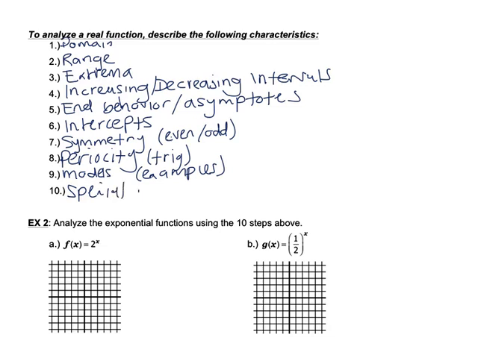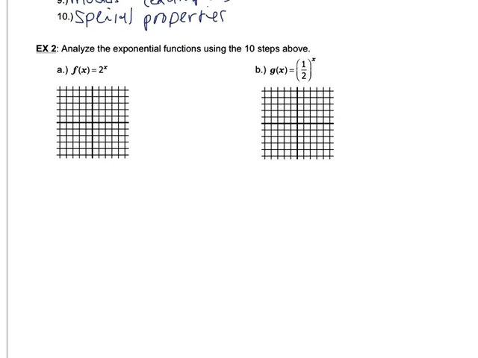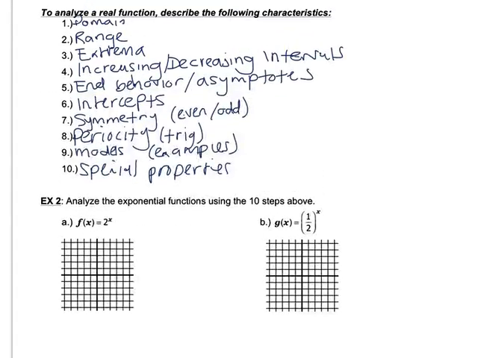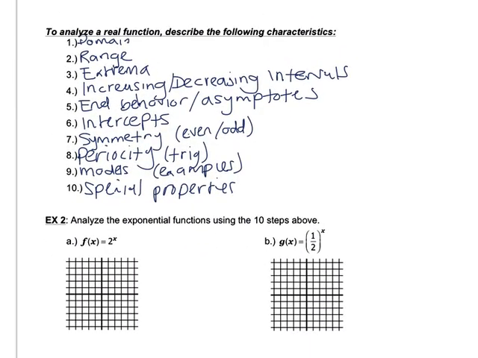And special properties is kind of like the etc. part of that. Any other things you might want to add. For example, this function is only defined for certain values, or anything that isn't covered in the first 9 things. So down below here, there are 2 pretty simple exponential functions. We're going to sketch a graph of them and then analyze them using those 10 things above.